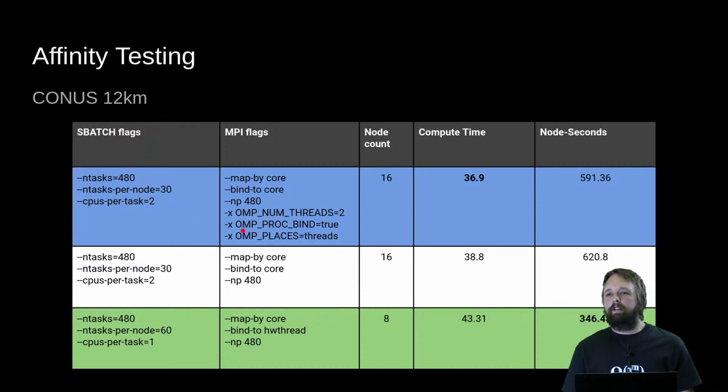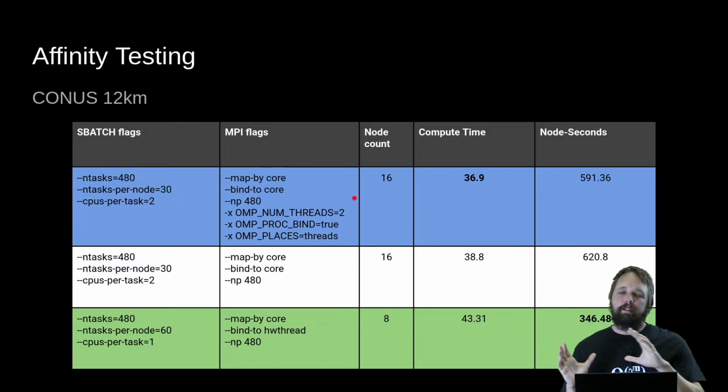Now the blue row indicates the configuration that gives us the optimal compute time, and the green is the one that gives us the optimal cost. You'll notice already that these two are not the same thing. There are a lot of reasons for this, but for CONUS 12 we've got to look at this in a little bit of detail. So let's go at the top.